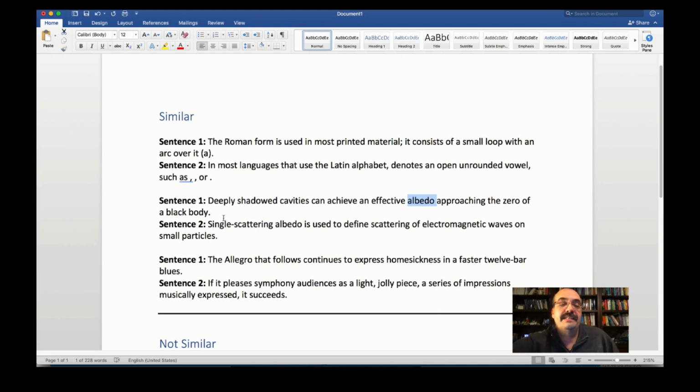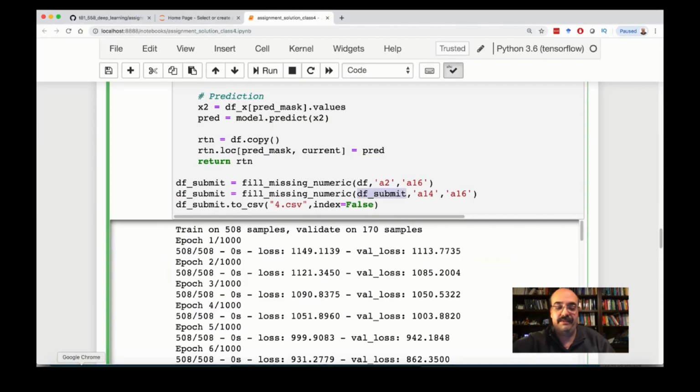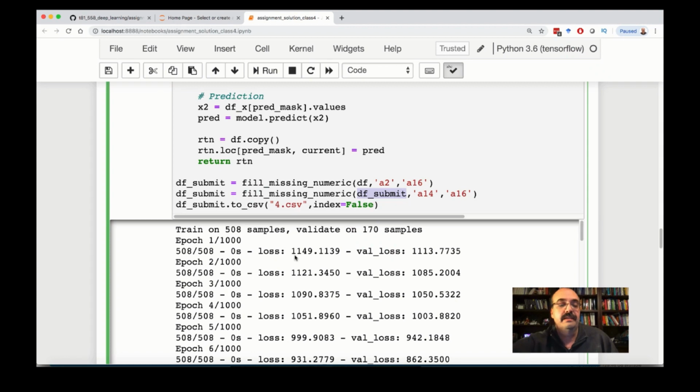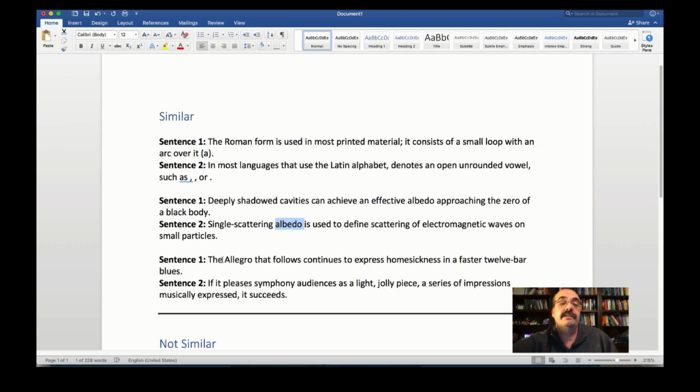But then I see this. Single scattering. I do not know what that word means. I'll be the first to tell you. Albedo is the measure of diffuse reflection of solar radiation. Wow. Okay, so it's physics or something. So let me go back to there. So these are the same. Scattering, okay, that has something to do with diffusion. Electromagnetic, all of that. Cavities probably means something missing, to achieve effective approaching the zero of a black body. So this is probably talking about dark matter in physics, I guess. I don't know.